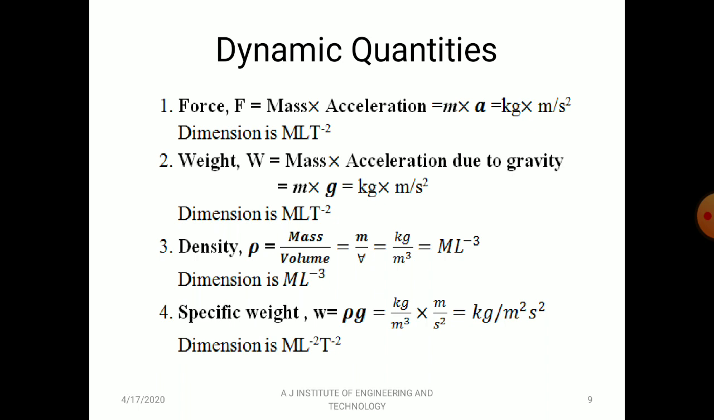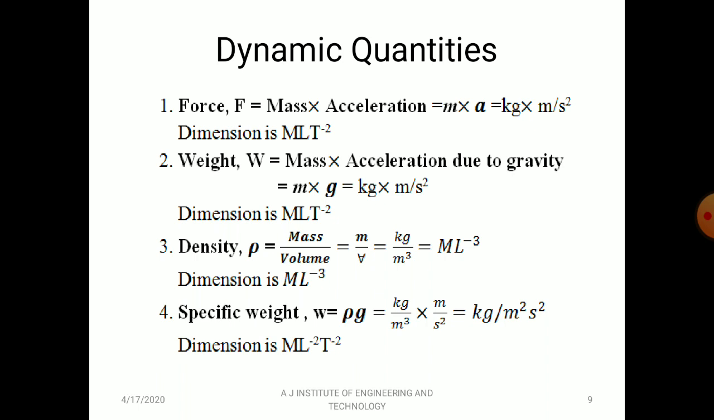Then weight, represented by capital letter W, is mass into acceleration due to gravity. Mass is m and acceleration due to gravity is g, so m into g. The overall unit for weight becomes kg into meter into second to the power minus 2, or Newton. So weight and force have the same unit, Newton, and the same dimension. The dimension for weight is M into L into T to the power minus 2.